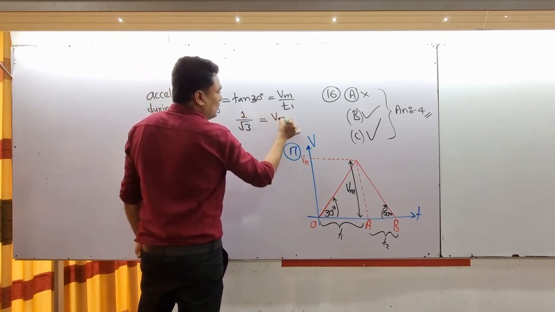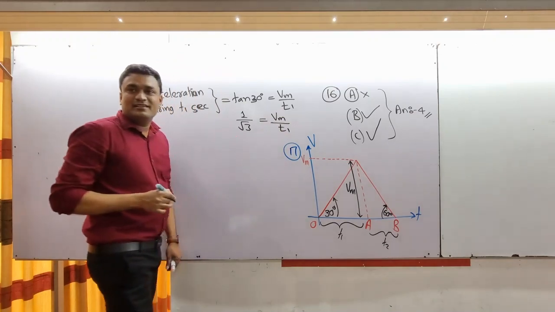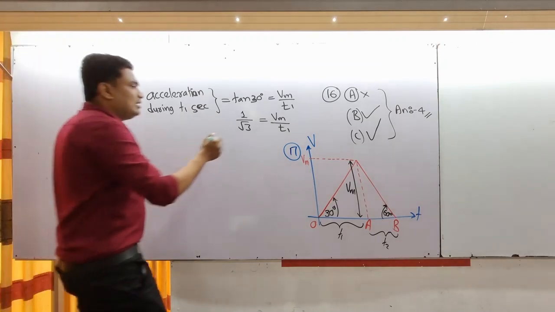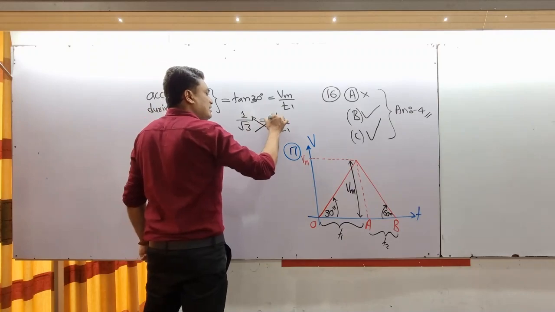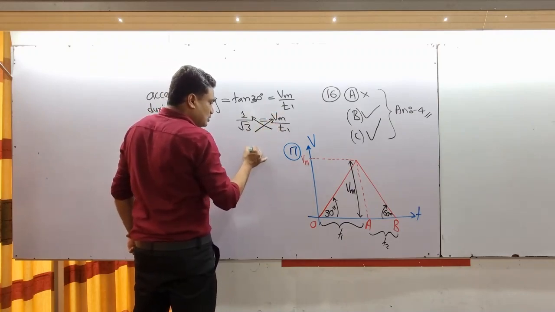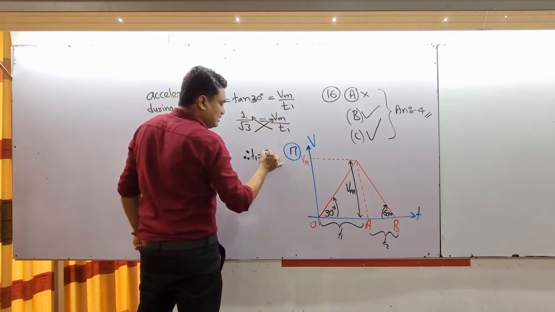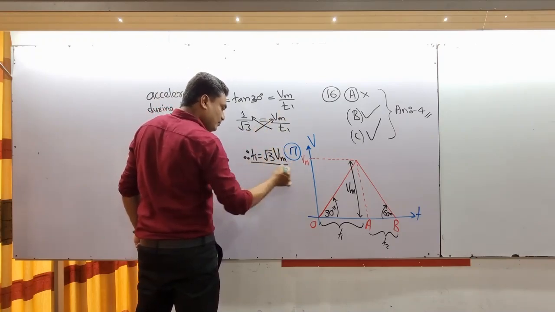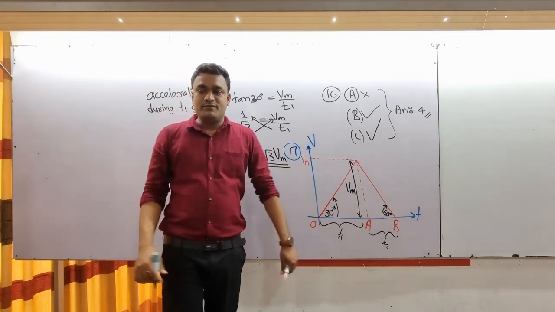So 1 over root 3 equals Vm over T1. Check whether they have given T1. They have not given T1. So let me interchange the terms and make T1 the subject. So you get T1 equals square root 3 times Vm. Write them all.